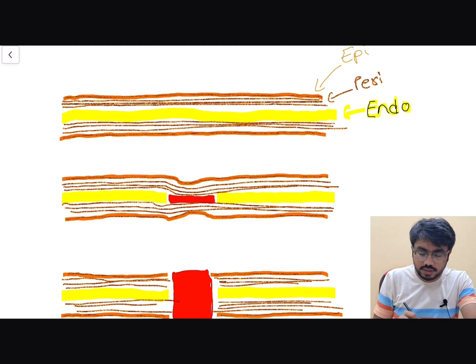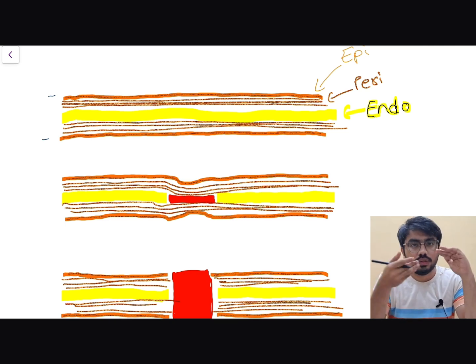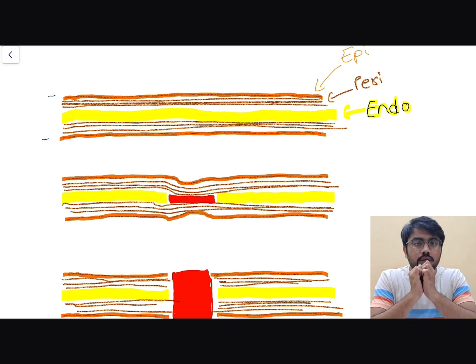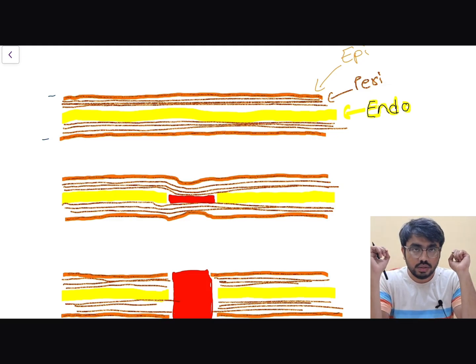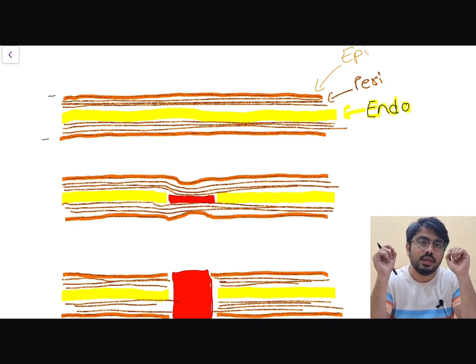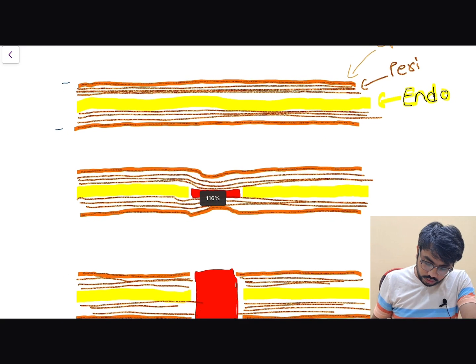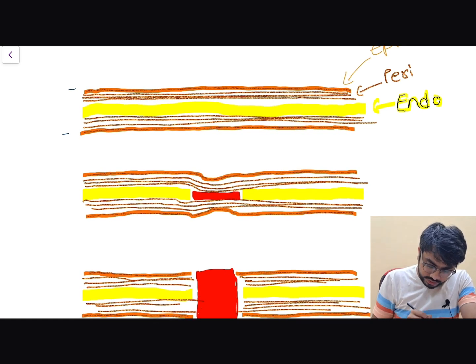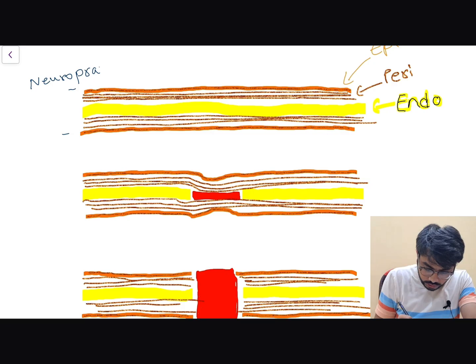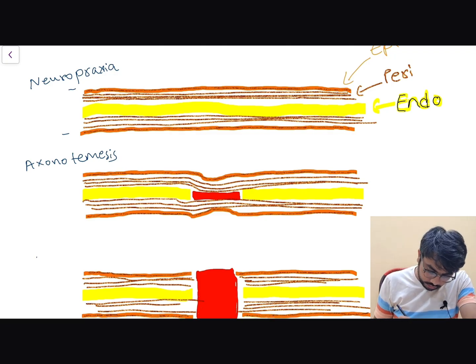Suppose this is a nerve. The nerve is covered by what? Epineurium. Within that there will be perineurium. Within that will be endoneurium. So you already know there are three layers for a nerve: epineurium, inside that perineurium, inside that endoneurium. Based on the involvement, we are going to divide injuries into three types. First one is neuropraxia. Second one is axonotmesis. And the third one is neurotmesis.